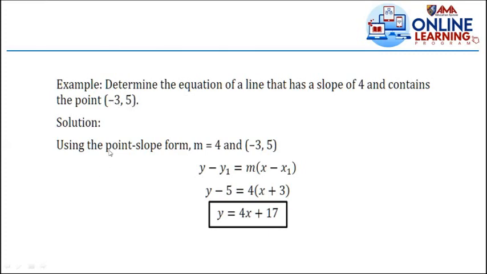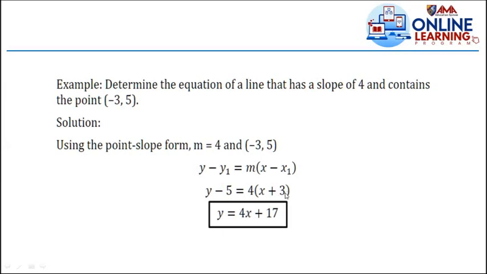Solution, using the point-slope form: m is equal to 4, and negative 3 and 5 are the coordinates of our point. y minus y1 is equal to m multiplied by x minus x1. So y minus y1 is 5, our slope is 4, x minus x1. But your x1 is equal to negative 3, so negative 3 minus here becomes plus 3.